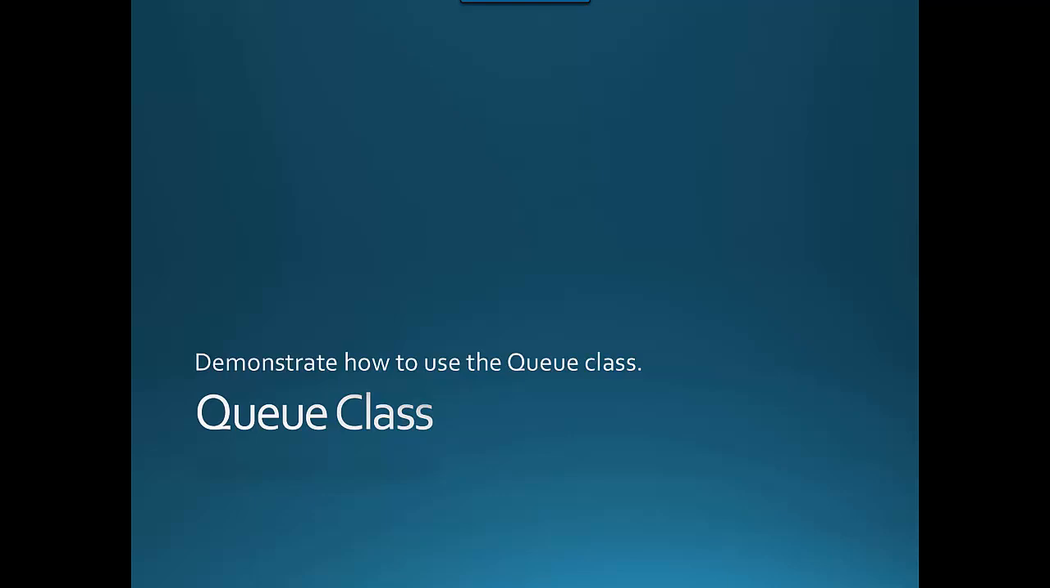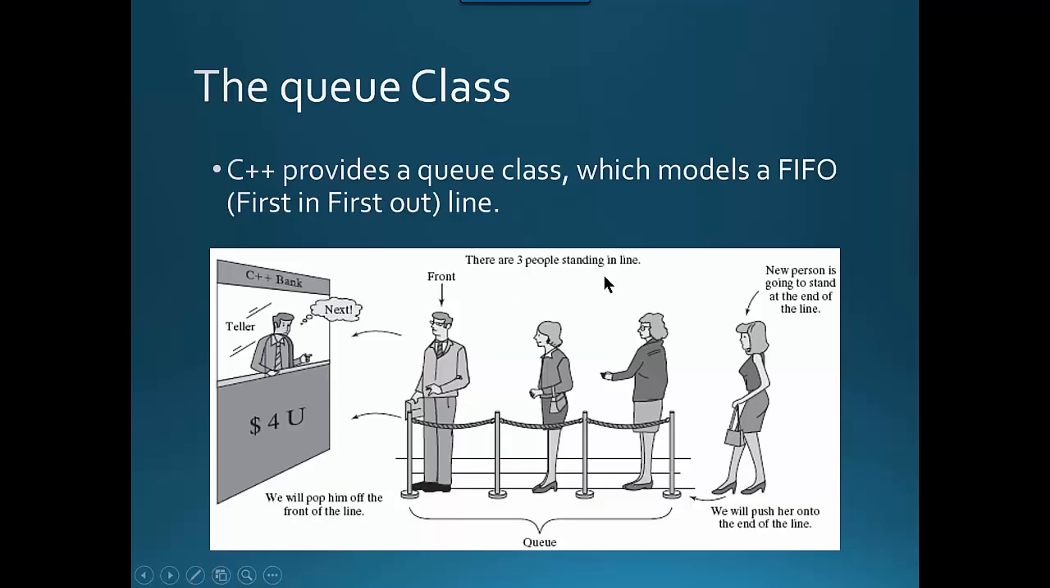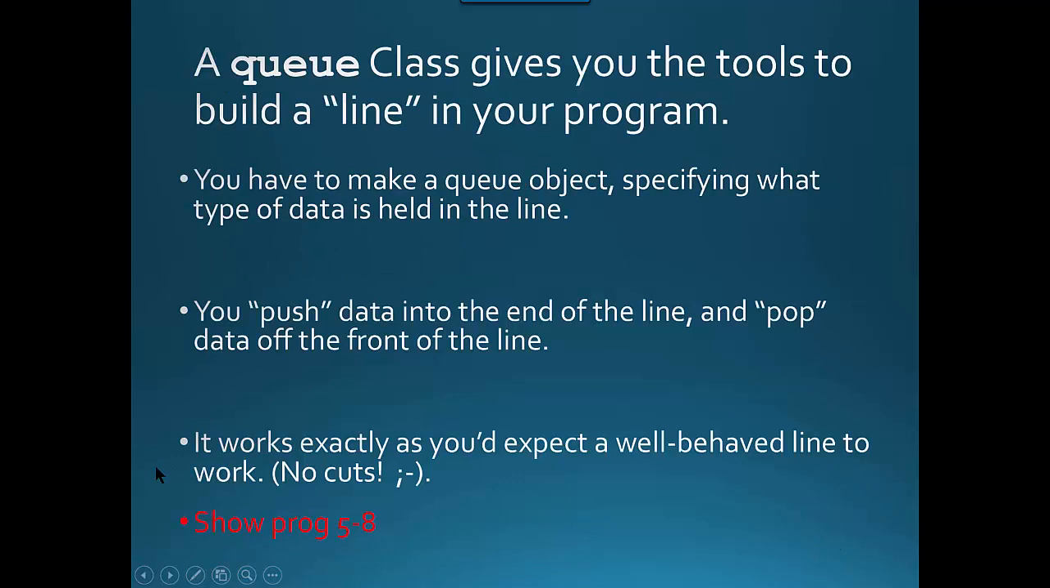The queue class is a class that's useful for representing certain kinds of collections or lists. So the queue class is a first in, first out type of data structure, which means that the first thing you put in is the first thing that will pop out of the queue. And so it can be used, for example, to represent a line of customers waiting at a bank teller. So in a sense, a queue class gives you the ability to build a line in your program. And you push data into the end of the line and pop data off the front of the line. And other than that, it works as would be expected.